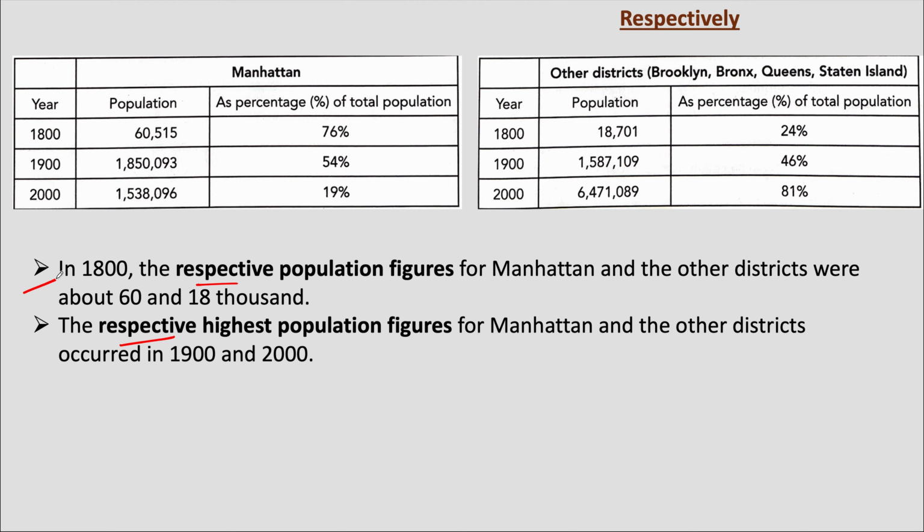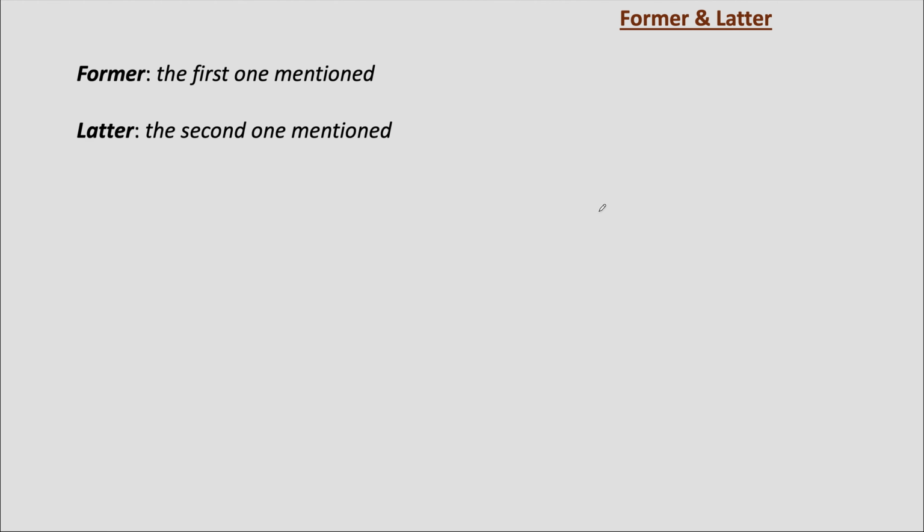In the first example sentence, in 1800, the population of Manhattan was 60,000 and the population of other districts was 18,000. The second sentence says Manhattan had the highest population in 1900 and the other districts had their highest population in 2000.